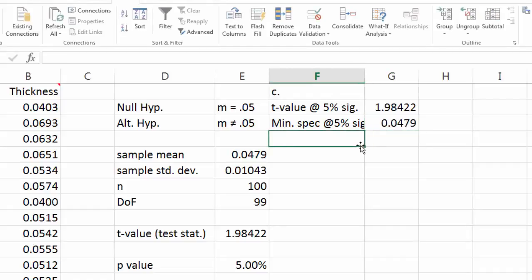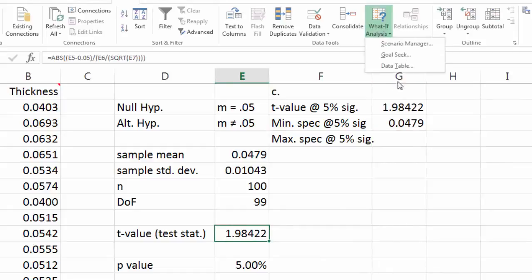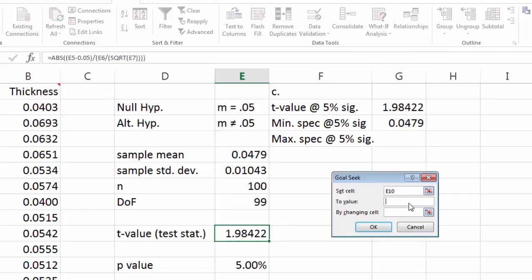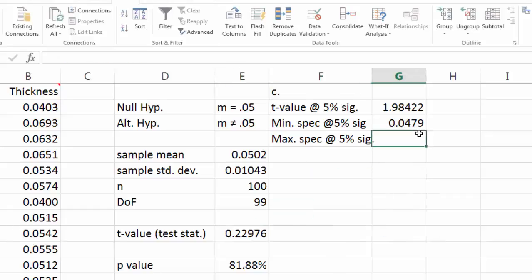0.0479. And if we want to think about the maximum spec, we'll do the same thing but set the t value equal to minus 1.98. Let's do that really quick. So I'm going to set that to minus 1.98422 by changing this. And okay, I had to really work hard on that one, but I've got 0.05. Whoa, hold on. That's not right at all.